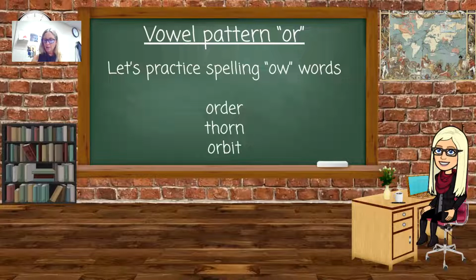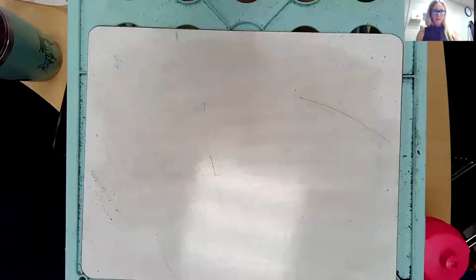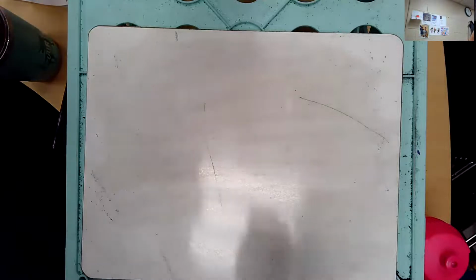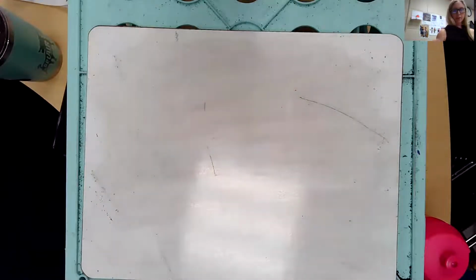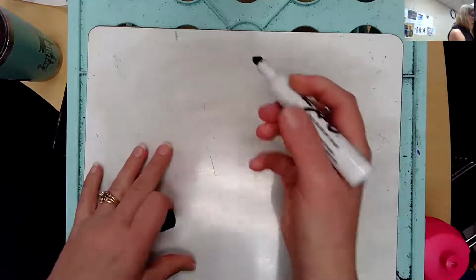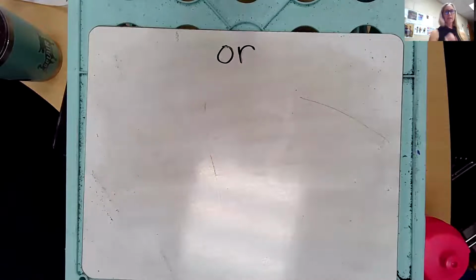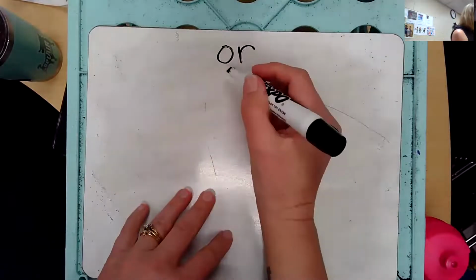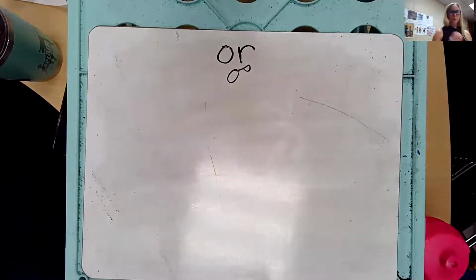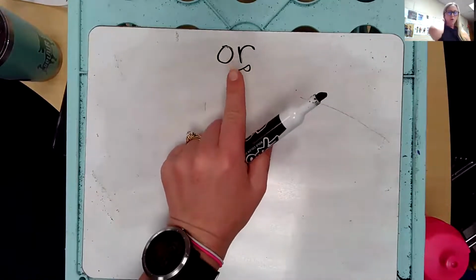All right, so we're going to do some dictation now. On your whiteboard or on your paper, here we go. I want you to start out by putting that OR pattern at the top because that's what we're working on. We're getting the OR sound. Here's our symbol. We're getting the OR sound using OR.